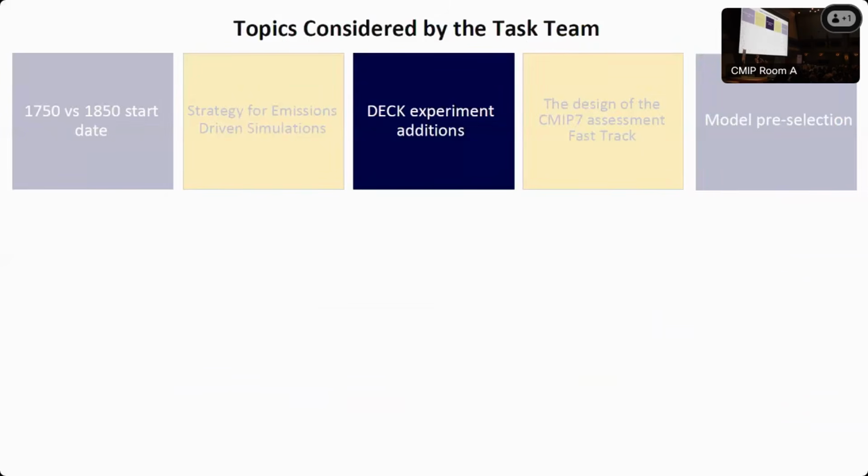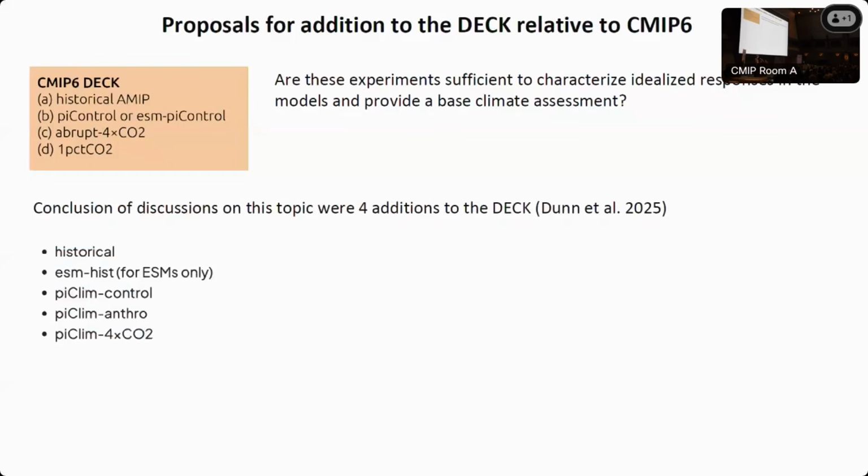We discussed whether there should be any additions to the DECK. And so here's what the CMIP6 DECK looked like. The question is, is this sufficient to be characterizing the models and provide a base climate assessment for the models? And it was decided, through many discussions, that there should be four additions to the DECK.